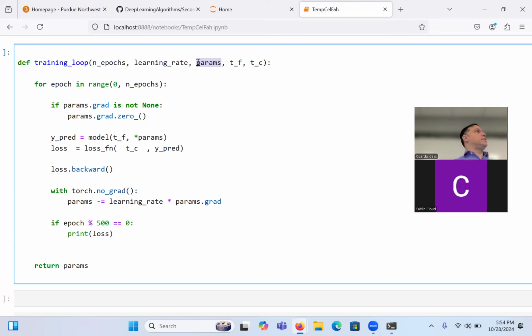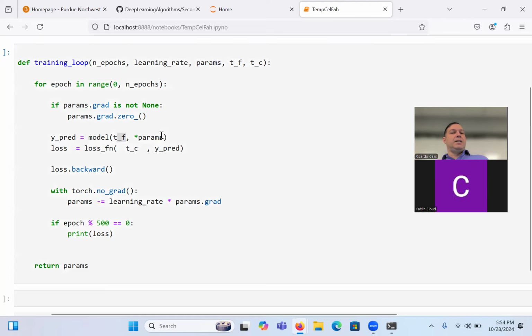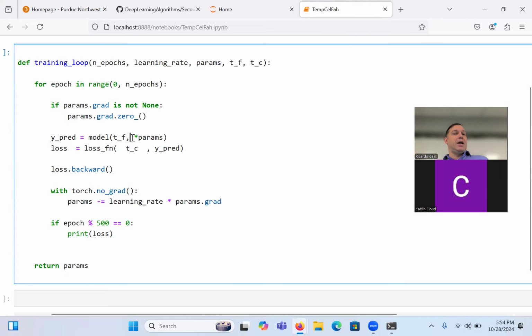Just like we did in the previous examples where we were calculating the derivative and then printing A.grad, B.grad, and whatever it was. So it takes the Fahrenheit data, it takes the parameters, which at the beginning are just some random value, and it's going to predict. So you give it a Fahrenheit, it predicts a Celsius. That's this Y-pred here. This Y-pred then gets compared to the real Celsius, which is TC.